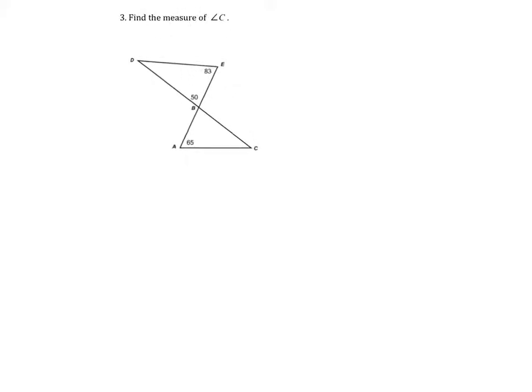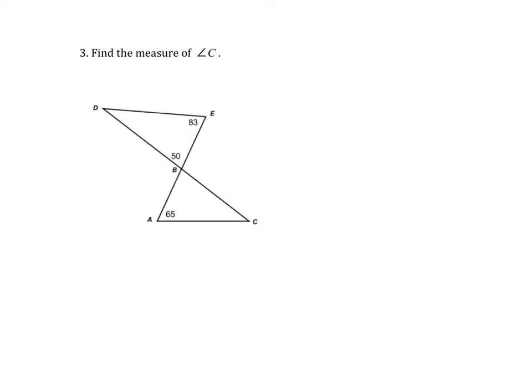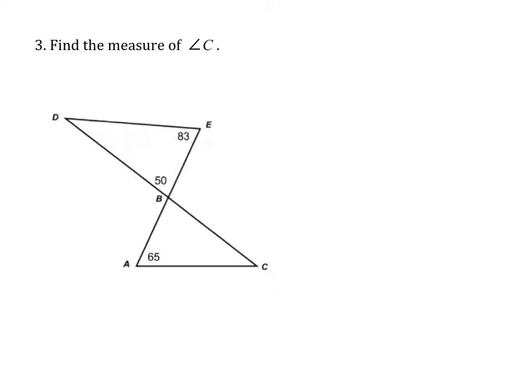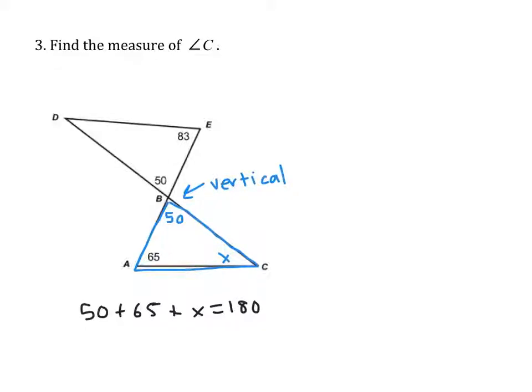Okay, let's move on to this next problem. Here they ask us to find the measure of angle C. So we're going to work our way over. So I know that this angle right here is going to be 50 because these are vertical angles and vertical angles are congruent. And then I see that we have a nice triangle. And I'm going to call this angle X. And we know that the three angles of a triangle should always add up to 180 degrees.